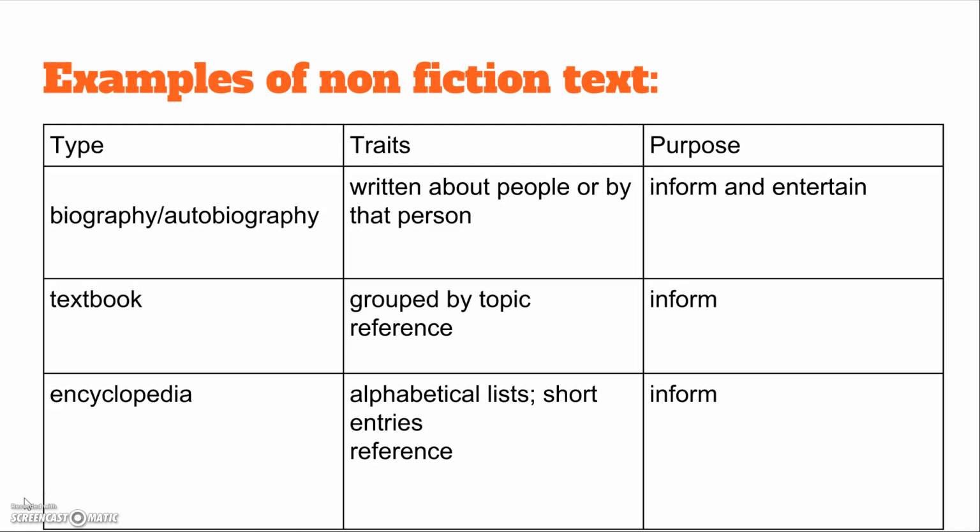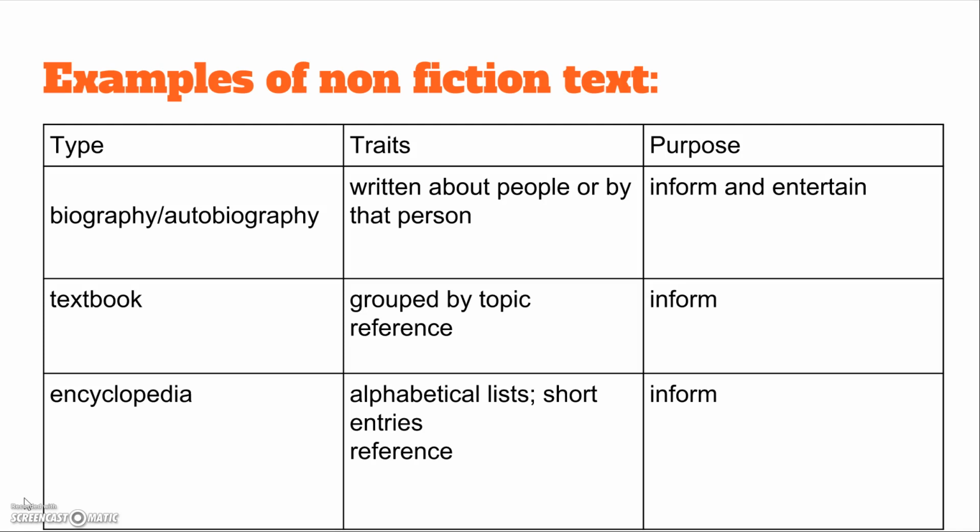There are several nonfiction texts that you might be reading during this unit. They include biographies and autobiographies. Those are written about people or by that person, and they are meant to inform us as well as entertain. Textbooks are another good source of nonfiction text. These are grouped by topic reference and are meant to inform.